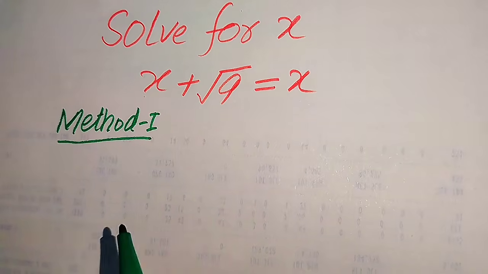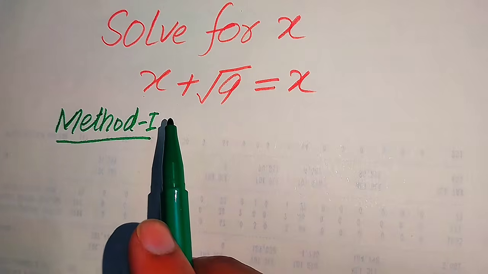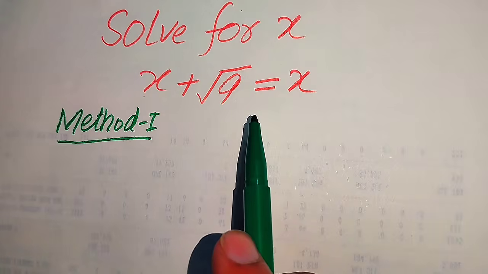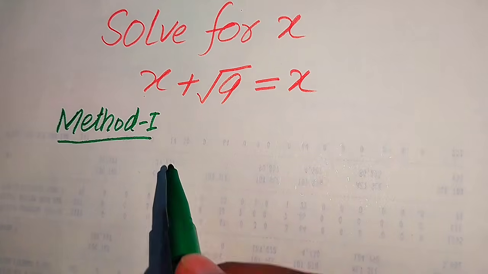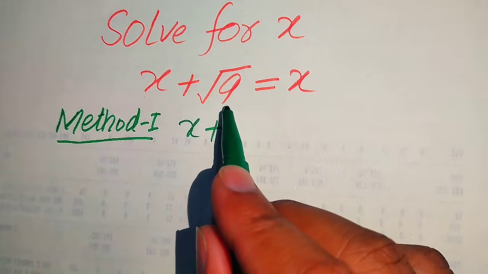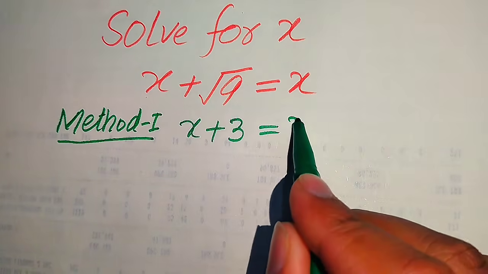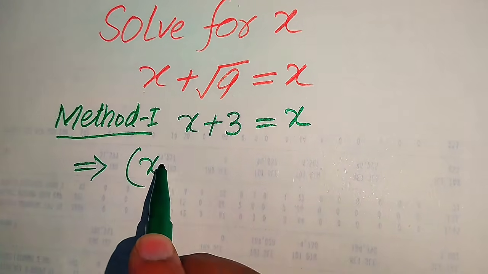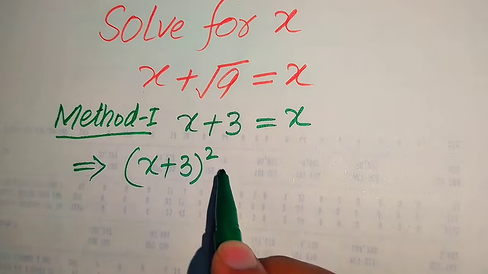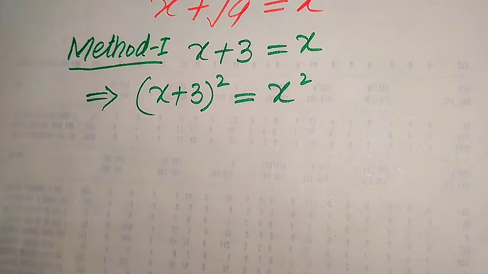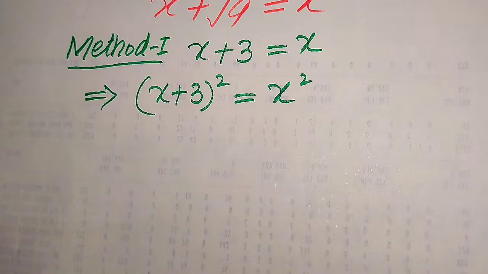And now we move towards the first method, and we find the values of x. If you see directly here, it is not possible to find the values of x, but here I can do this and find the value of x. So first we rewrite this equation as x plus square root of 9, and we know that square root of 9 becomes 3, is equal to x. And now for the values of x, we will take squaring on both of the sides, and when we apply squaring on both of the sides, it will be written as x plus 3 whole square is equal to x square. And further in the next step we need to use the nice algebraic formula.